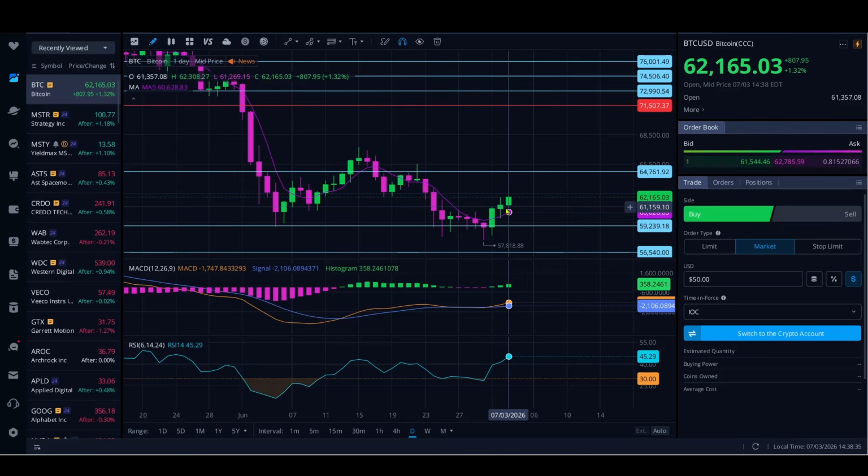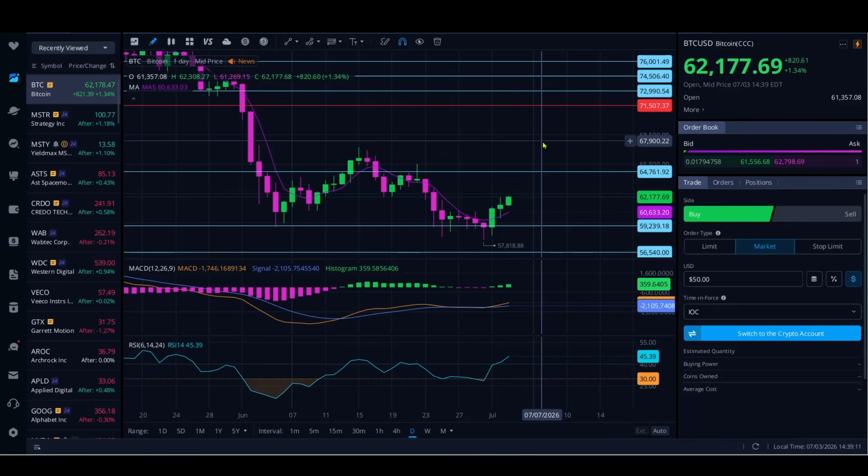So hopefully we're going to move back up and try to test this 64K yet again. And eventually, one of these times, it's either going to break out of this 64 or we're going to break down below that 59K. Who knows which one's actually going to win, but I'm hoping that this is the move up and we can break above that 64K and hopefully get Bitcoin moving back on up to help with MSTR and MSTY to move on back up.